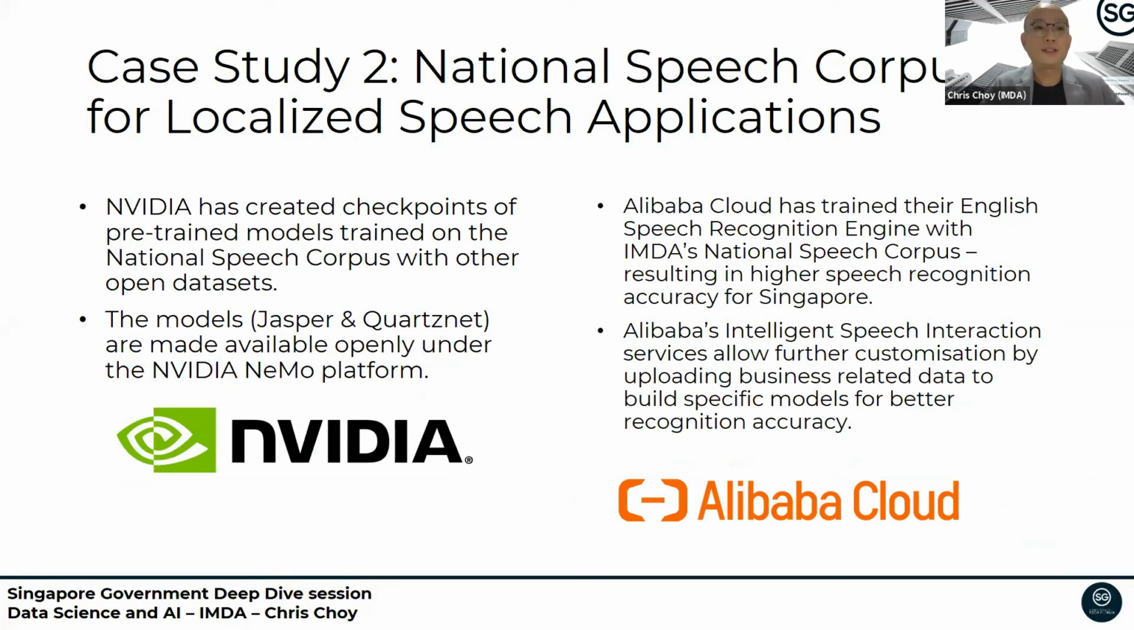For example, NVIDIA has created checkpoints of pre-trained models trained with our speech corpus and other data sets. In fact, some of you who are interested can access their NeMo toolkit, which is a conversational AI toolkit. I believe some of it is available on GitHub. At the same time, Alibaba has also trained their English speech recognition engine with our speech corpus and achieved a higher speech recognition accuracy for Singapore. So these are very useful case studies that we are learning from, and we recognize that coming up with data assets and algorithm assets is very useful and critical for us in our translation effort.